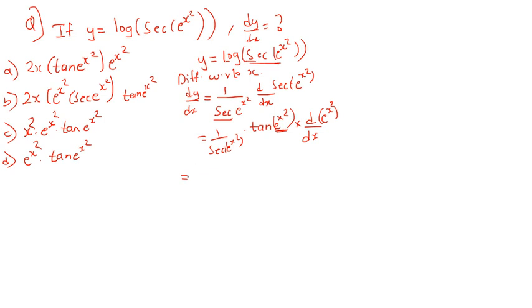Okay, so in the next step, what is going to happen? 1 by secant e to the power of x squared into tan e to the power of x squared into, what is the differentiation of e to the power of x squared? It is the same, e to the power of x squared. And then in the next step you have to again differentiate this 2 here. So what happens here?